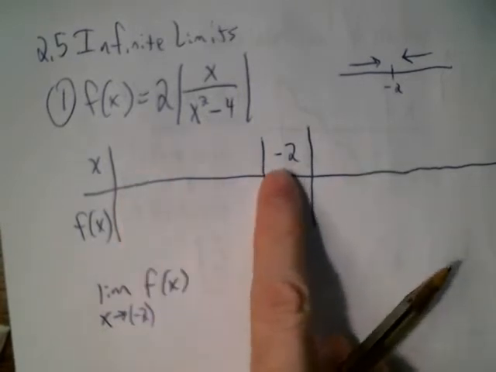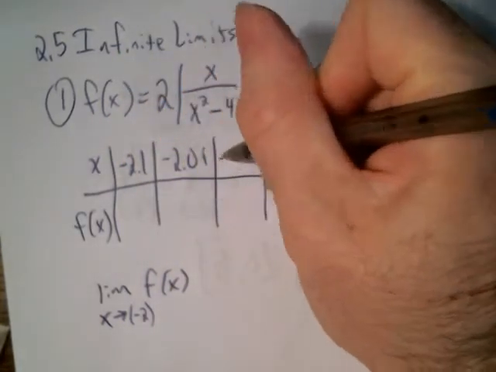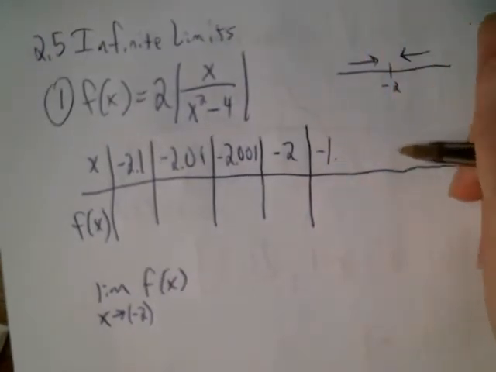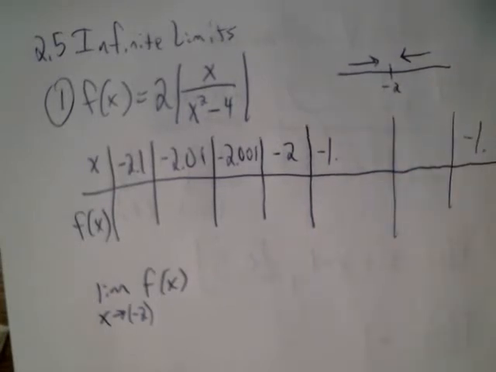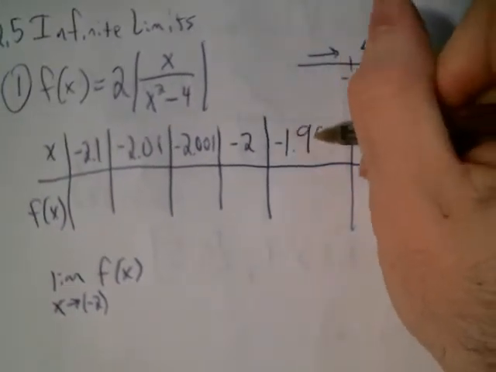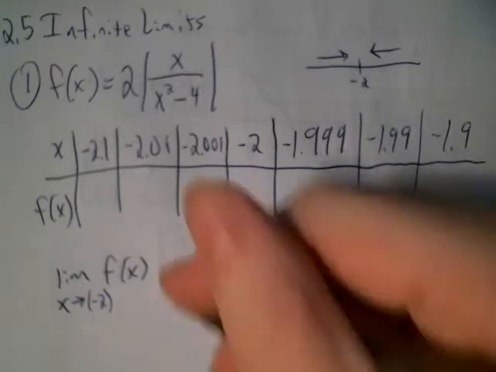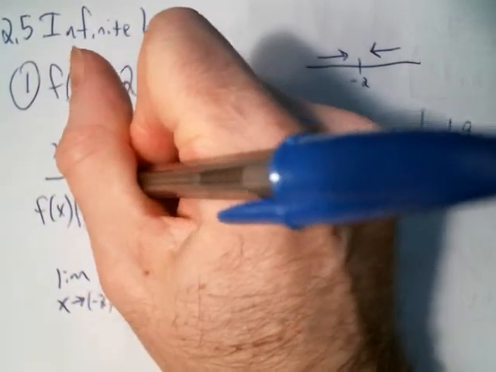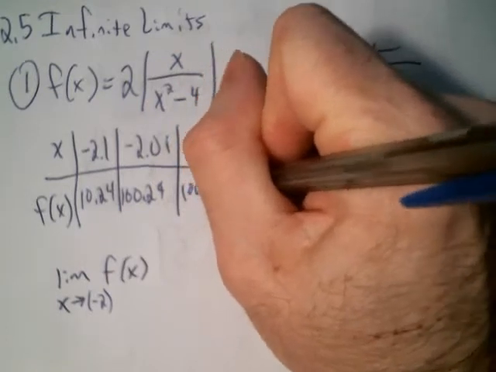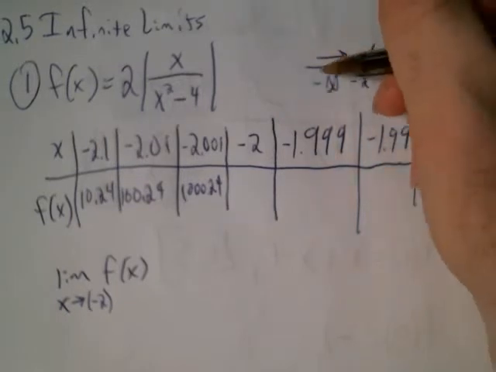So from this side, we'll be thinking of numbers like -2.1, -2.01, -2.001. And on the other side, you're thinking like -1.9, -1.99 and then -1.999. Okay. And then you just plop them into your calculator and note the behavior. So this is 10.24. This one was 100.24. This one was 1,000.24. So it looks like from this direction, at least, it's going to positive infinity.